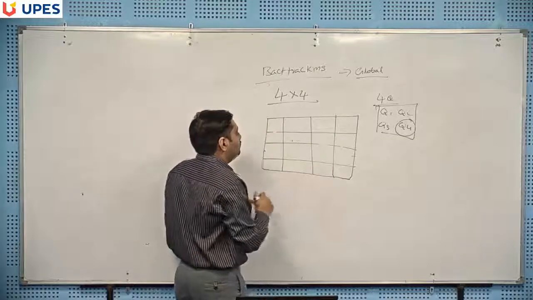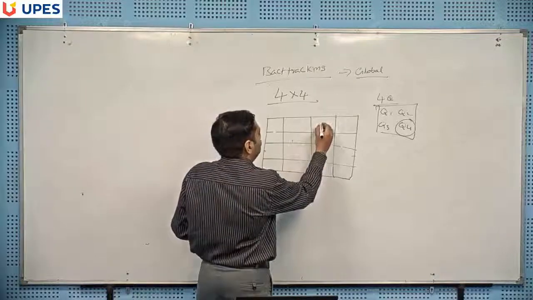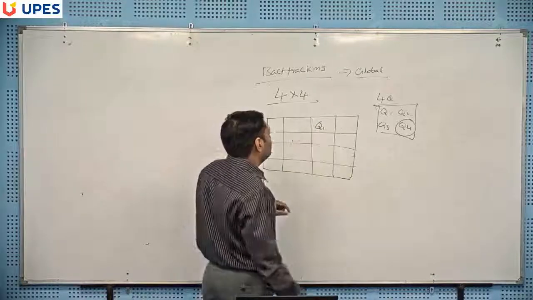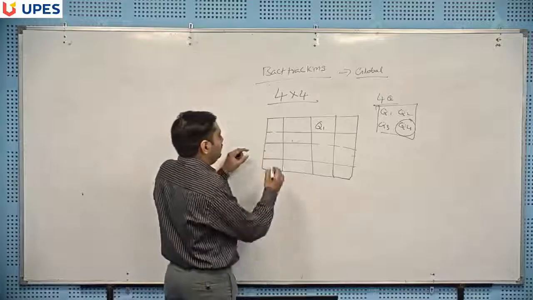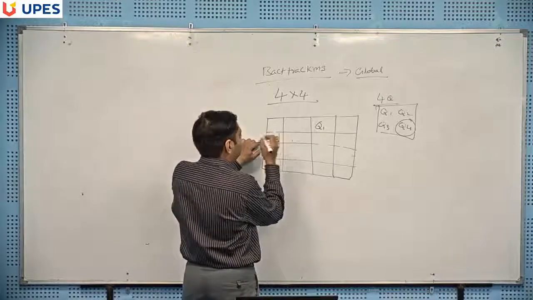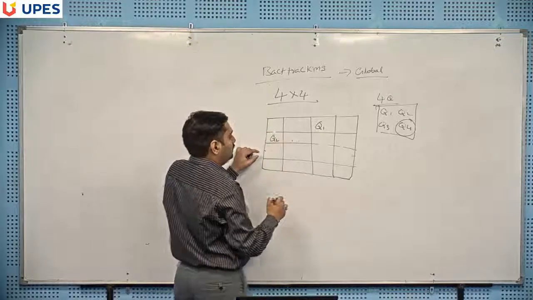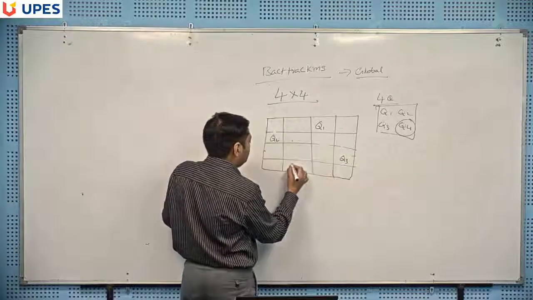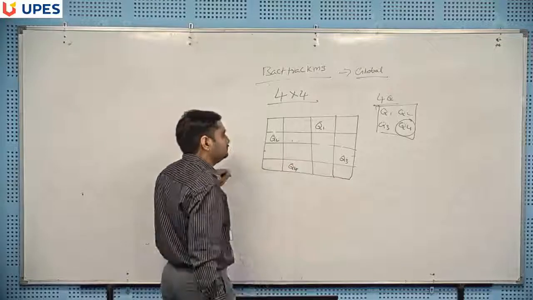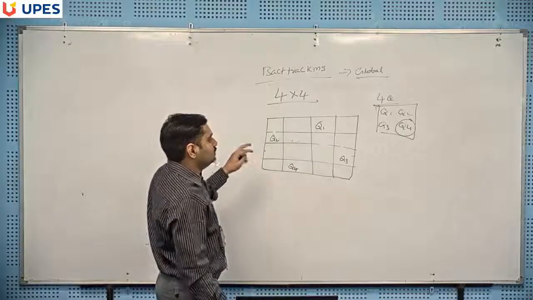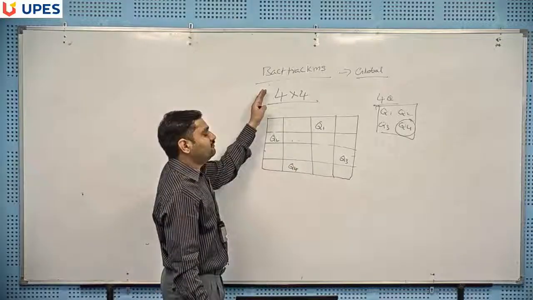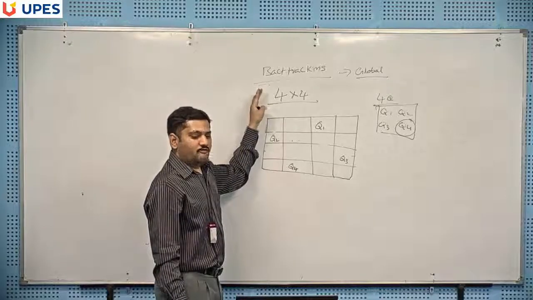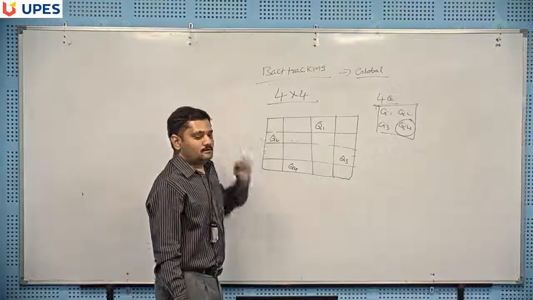For the solution, I will place q1 here, so that I can place q2 here, and I can place q3 here, and I can place q4 here. This is the solution for the 4 by 4 queens problem.